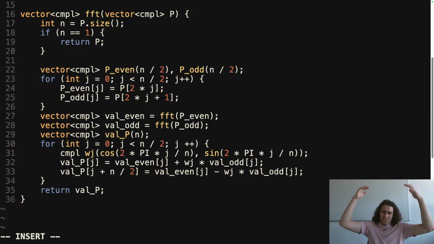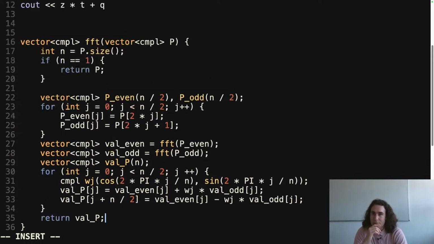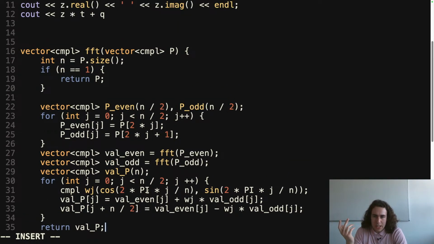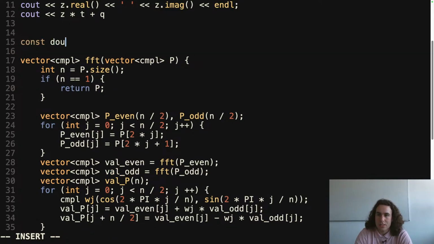There's a lot of stuff that goes into figuring it out, but at the end, the code is pretty simple. I guess the only problem is that we haven't defined the number pi. Let's define the number pi. Const double pi. I normally do it like this. You can do it however you want.